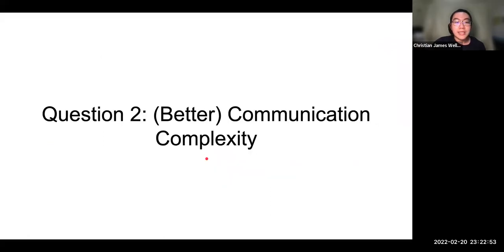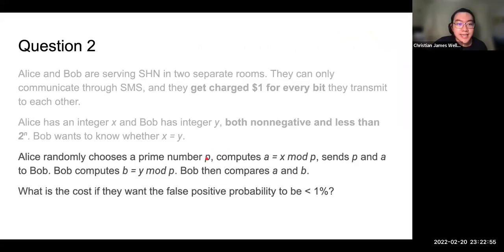Let's go through the second question. Notice how we have to send n bits. Can we do a bit better? This is the scheme that Alice uses. Alice will first randomly choose a prime number p, compute a equals x mod p, send both the prime number and the number to Bob, and then Bob will use the prime number to do the same thing, mod it, and compare a and b. What's the cost if they want the false positive probability to be less than 1%?